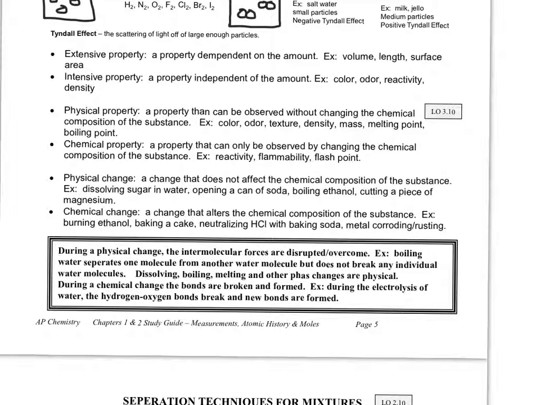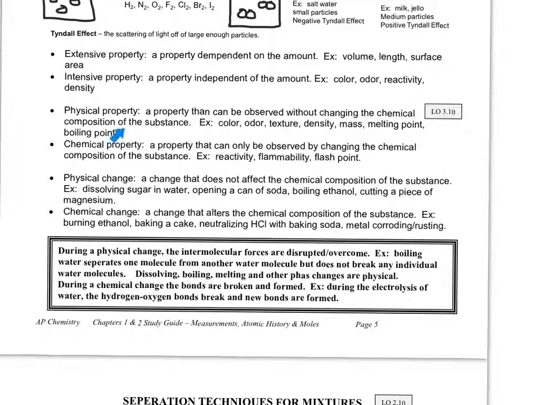Next we have some terms to review from last year. Extensive properties are properties that depend on the amount, like volume, length, surface area. So if I put more of it, then it changes. Intensive properties are things that are independent of the amount. It doesn't matter if I have just a little bit of it or a ton of it, it should be the same. So color, odor, reactivity, density, those are all intensive properties. They do not depend on the amount.